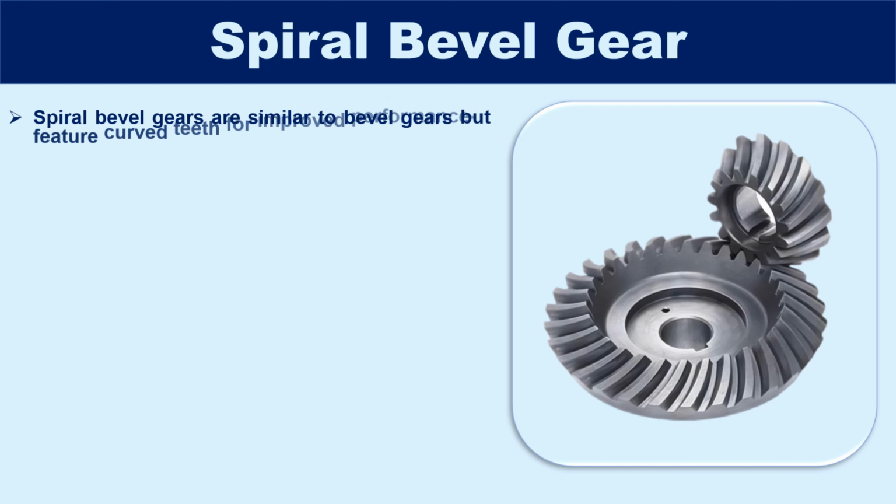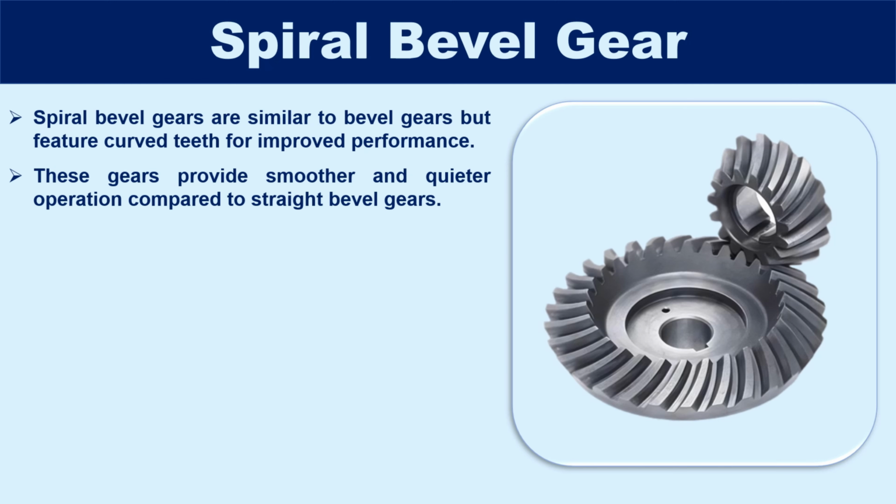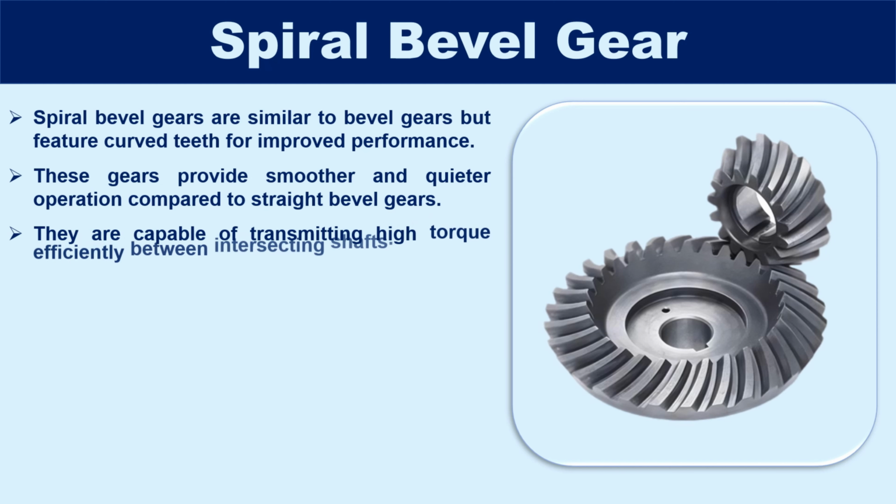Spiral bevel gear. Spiral bevel gears are similar to bevel gears, but feature curved teeth for improved performance. These gears provide smoother and quieter operation compared to straight bevel gears. They are capable of transmitting high torque efficiently between intersecting shafts.